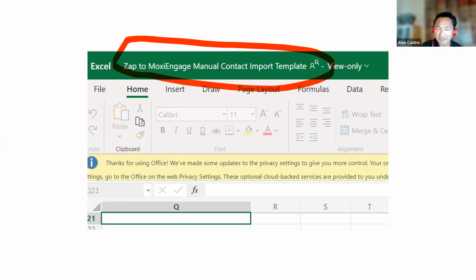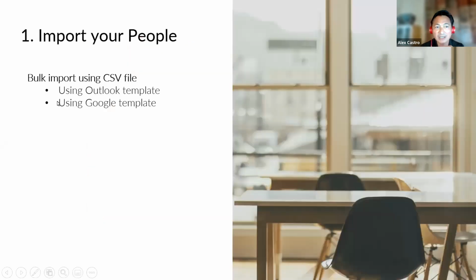But if you choose to do the manual method, there's a template that is available through support.moxieworks.com, and you can just follow the template and put your data in the specific columns so that it can be imported without issue. Okay, next way of importing your people: bulk import using the CSV file. 2 different flavors: using the Outlook template, using the Google template, right? Depends on which email platform you're using.